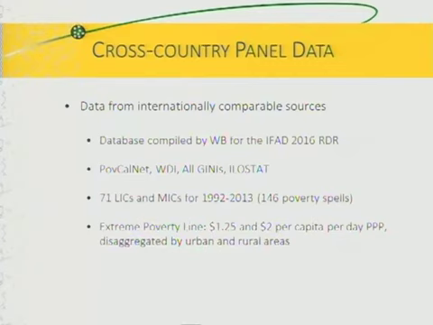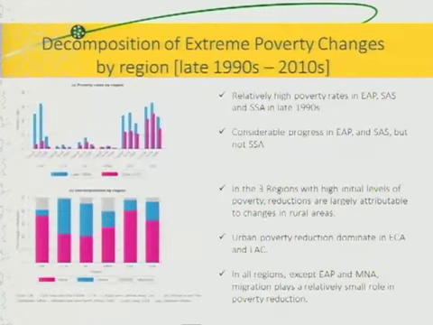We managed to have about 71 countries from low-income and middle-income groups, with data ranging from the early 1990s to 2013. We start our exercise by looking at the decomposition of extreme poverty changes, rural-urban, by region. The top graph that you have there shows the levels of rural-urban poverty and overall poverty in the 6 income regions, from the late 90s to circa 2010s.